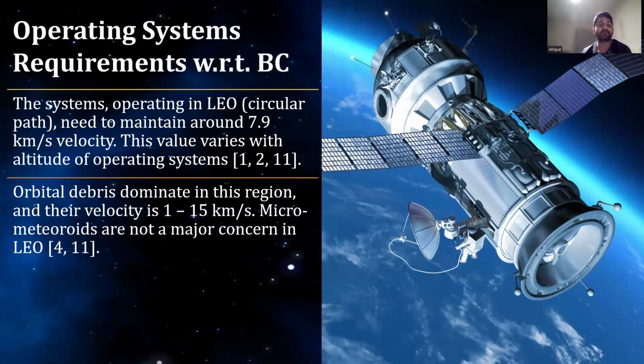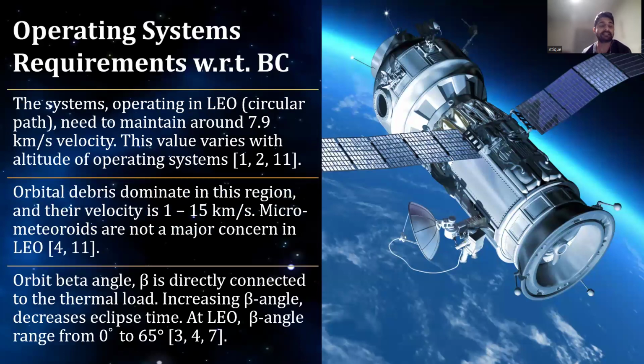Apart from that, orbital debris dominates in this particular region, in low Earth orbit. Their velocity might be 1 to 15 kilometers per second. However, micrometeoroids are not a major concern in this condition.